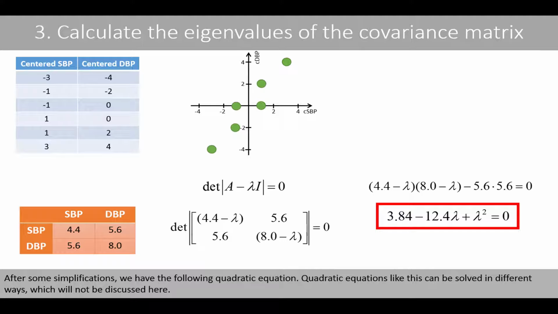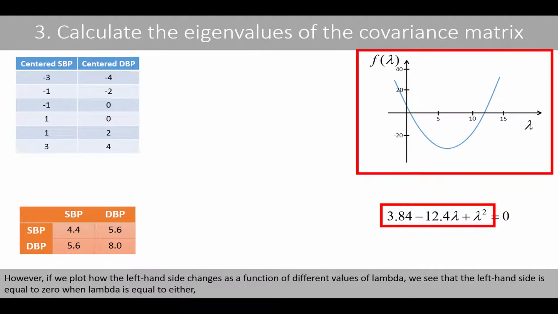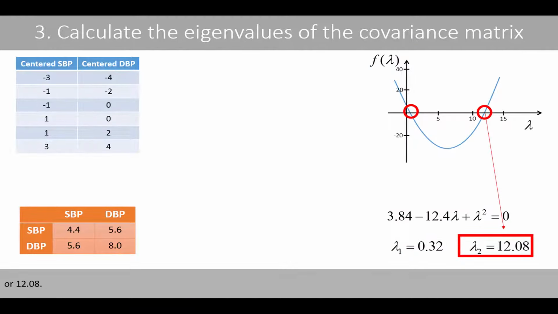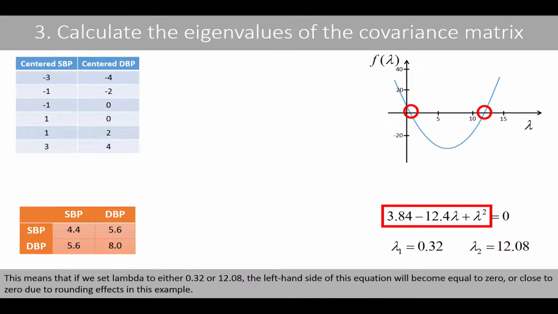Quadratic equations like this can be solved in different ways, which will not be discussed here. However, if we plot how the left-hand side changes as a function of different values of lambda, we see that the left-hand side is equal to 0 when lambda is equal to either about 0.32 or 12.08. This means that if we set lambda to either 0.32 or 12.08, the left-hand side of this equation will become equal to 0 or close to 0 due to rounding effects in this example.